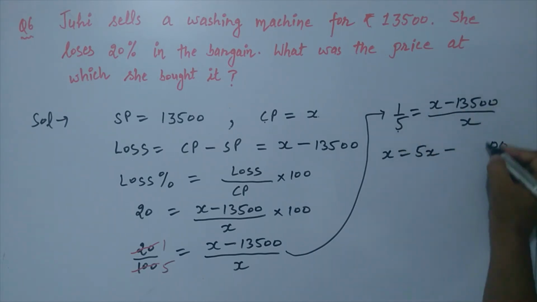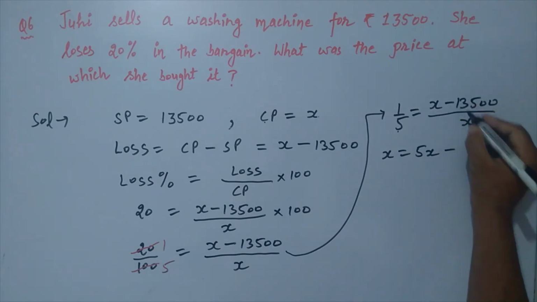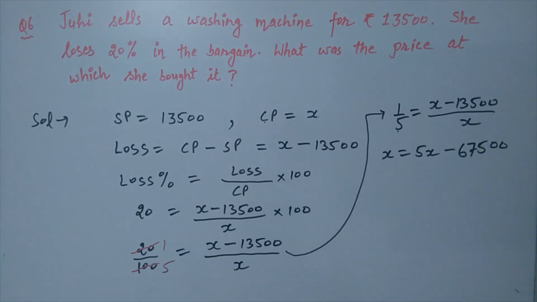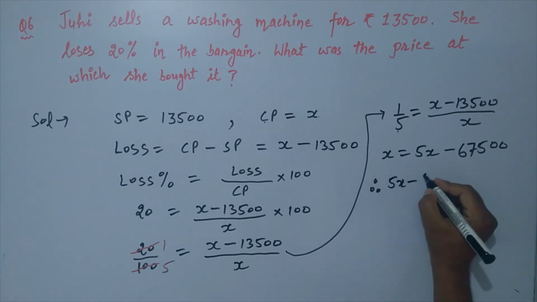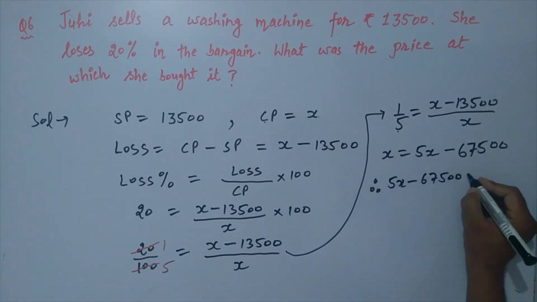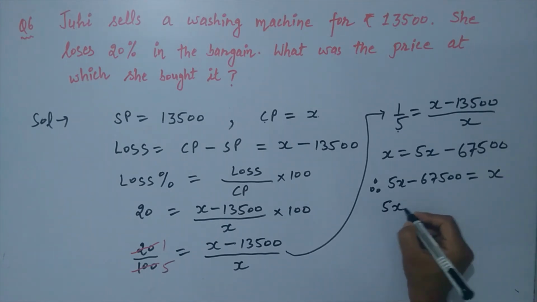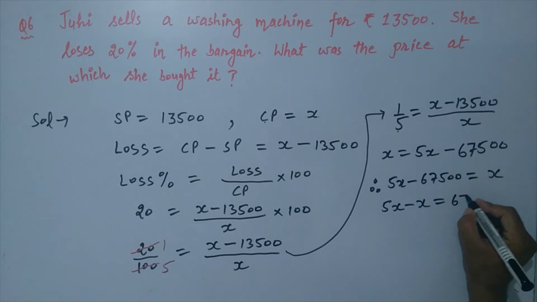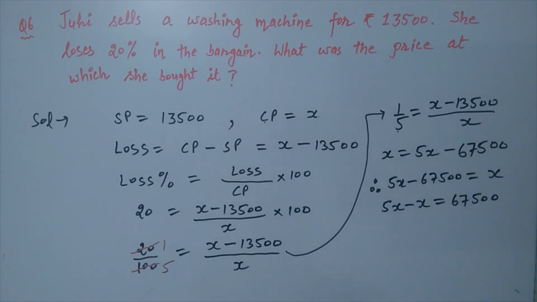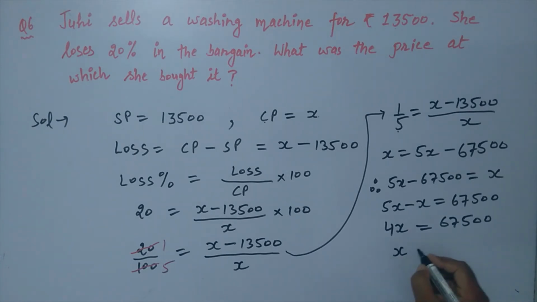Cross multiplying, 1 into X is equal to 5X minus 5 into 13,500. 5 5s are 25, 5 into 3 15, 15 plus 2 17, 5 ones are 5, 5 plus 1 6. So this way we have 5X minus 67,500 equal to X. So X will come here, becomes 5X minus 1X. This will go to right hand side and becomes plus 67,500. That means 4X is equal to 67,500.